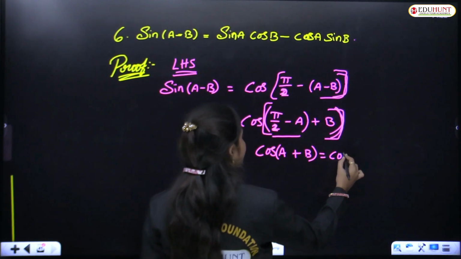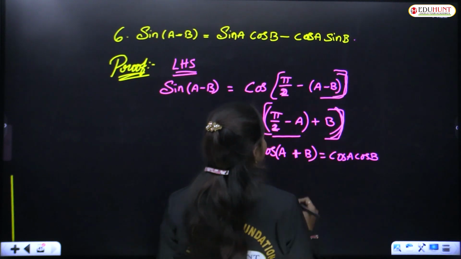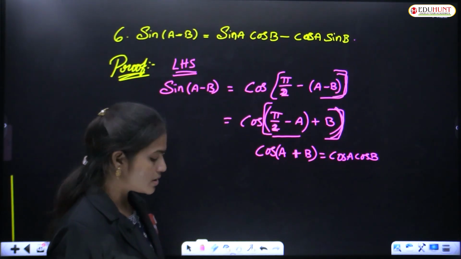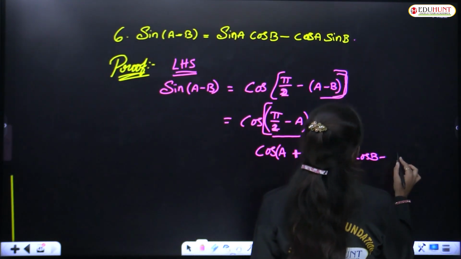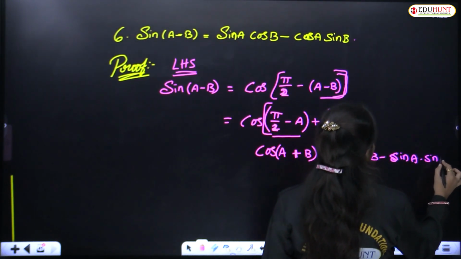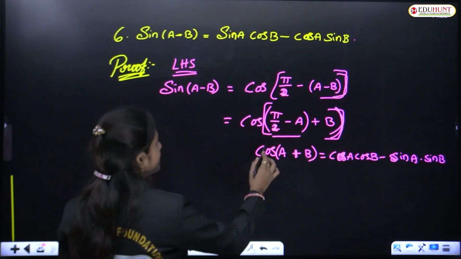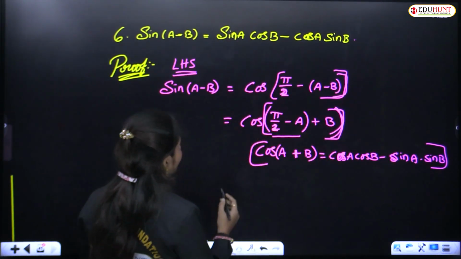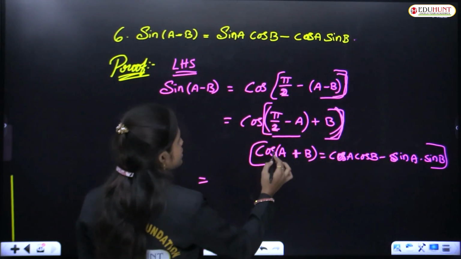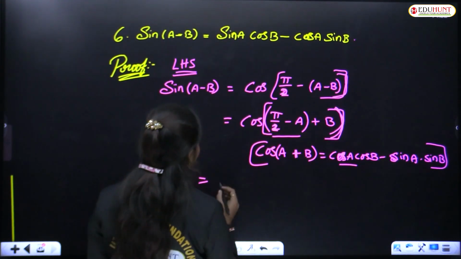So what is the formula? Cos of A plus B is cos A cos B minus sin A sin B. So by using that formula here, just simplify it. This is in the form of cos of A plus B, so apply that formula here.